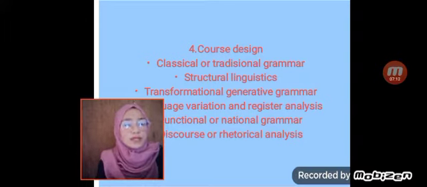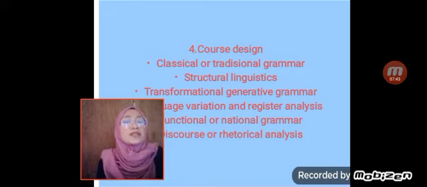And the fifth is functional or notional grammar. Functional grammar is concerned with social behavior and the speaker's or writer's statement of intent, such as advising, threatening, describing, and so on. And the last is discourse or rhetorical analysis. This stage deals with how meaning between sentences is generated. The important thing is the context of the language.